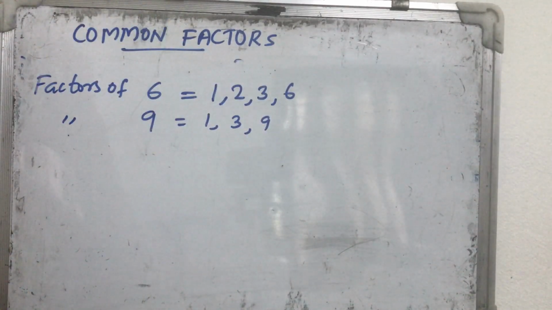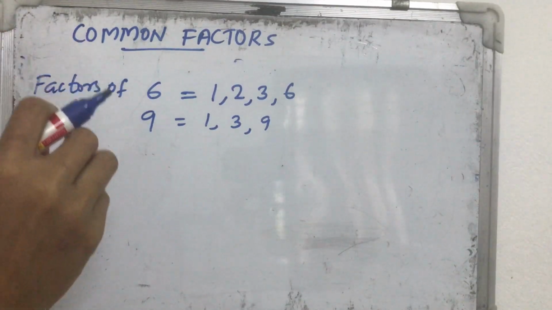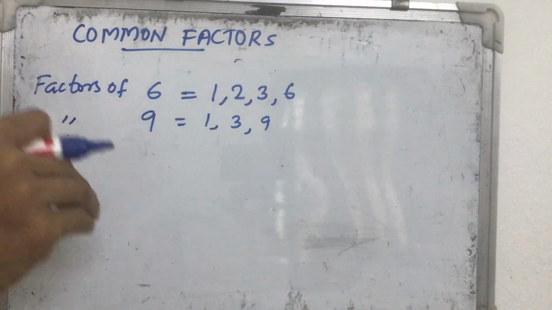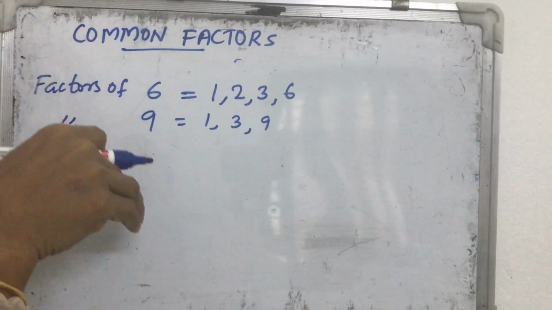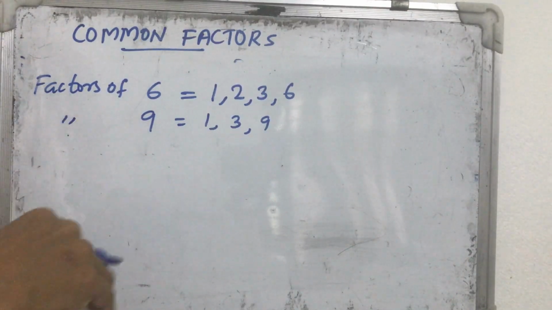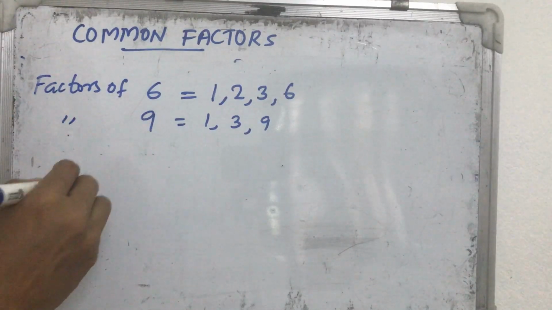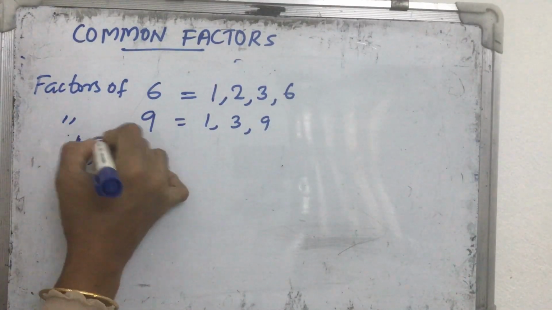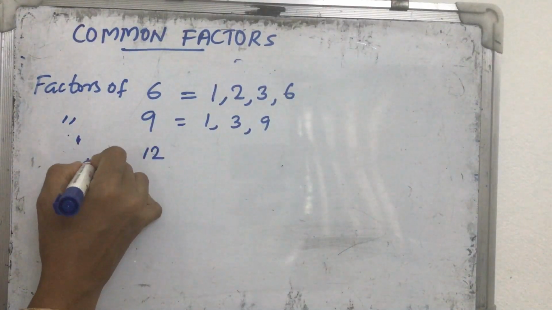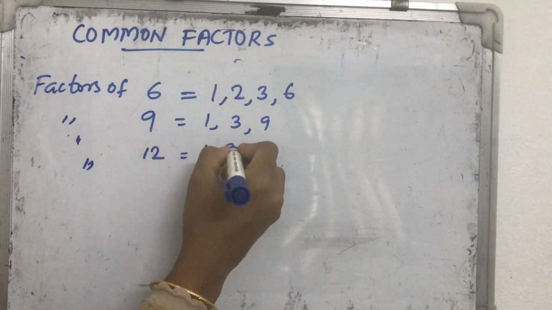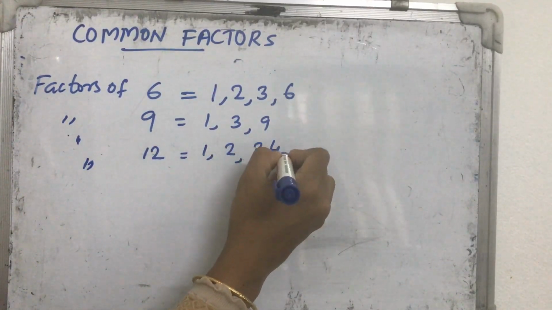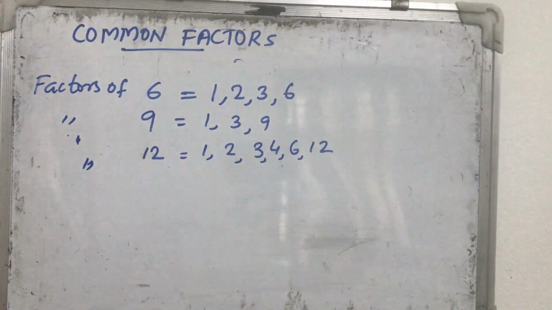Now another number. For example, I am taking, what are the properties of factors? For that, using some examples we can discuss, then it will be very clear for you. Now another number, when we are finding the factors of 12, which are the factors of 12? 1, 2, 3, 4, 6, 12.